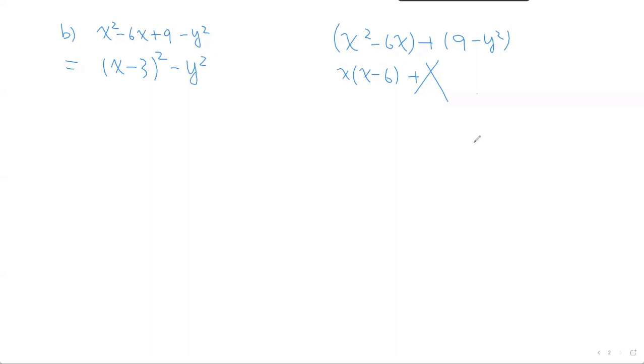So now you can see the difference of two squares. So we can use the formula, the difference of two squares: a squared minus b squared is a plus b times a minus b. So what is our a? This x minus 3 is our a, and y is our b. So we can go ahead and use the formula.